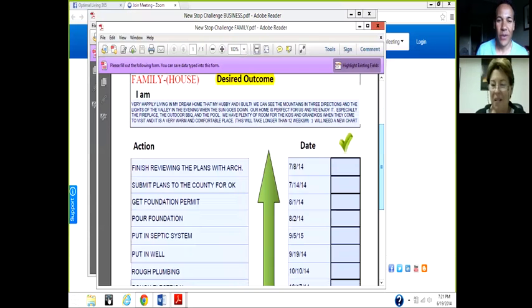When I read this the first time, I was like, wow, she really connected with this house. Yeah, I did. Okay, so the desired outcome on the house is I'm very happily living in my dream home that my hubby and I built.